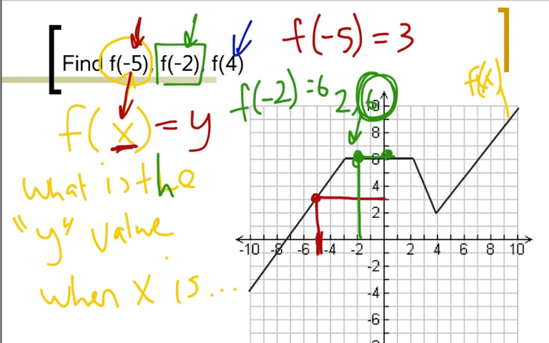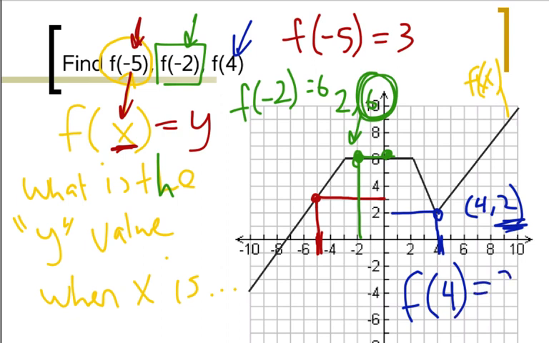Okay? And one more. F of 4 means I go over to 4 right here, and I go up, see where it touches, and then see what the y value is. So basically the coordinate there where it touches would be 4, 2. The answer part is the 2. That's the y value. So f of 4 is 2. The y value when x is 4 is 2. So that's the question you should be asking yourself on these types of problems.